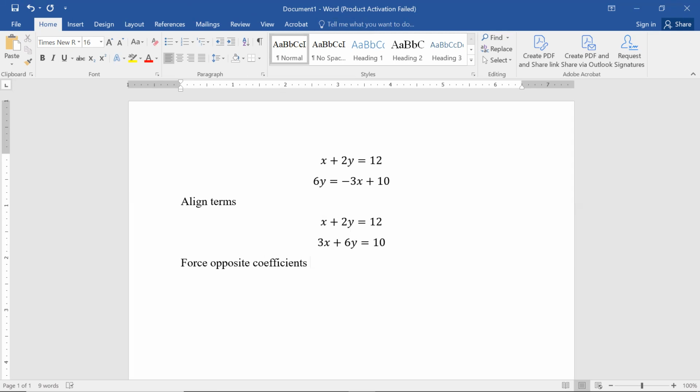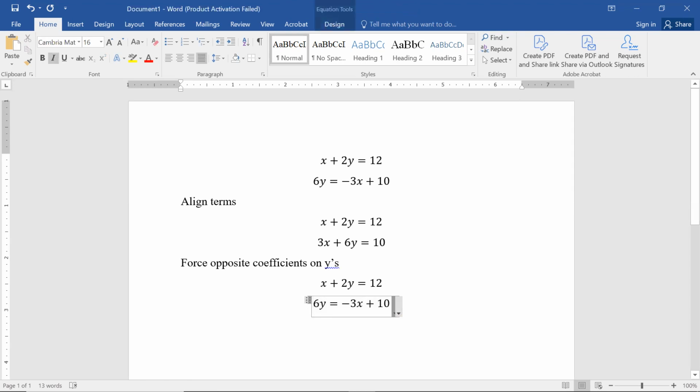Let's force opposite coefficients. I've been forcing opposite coefficients on y's. You can force opposite coefficients on x, but I will stay with the y's for this one. So I look at the coefficient of y in the first equation, that's a 2. I'm going to write it in front of the second equation. I look at the coefficient of y in the second equation, that's a 6. I write it in front of the first equation.